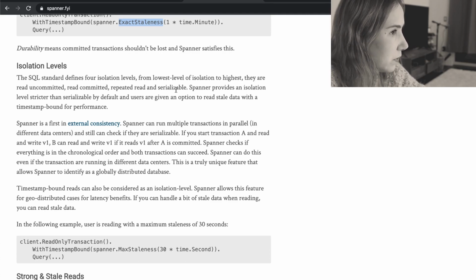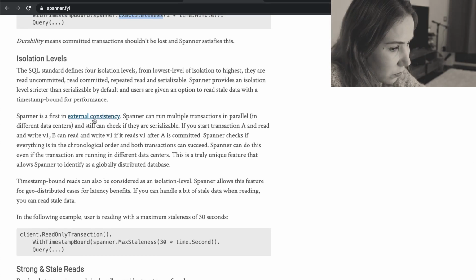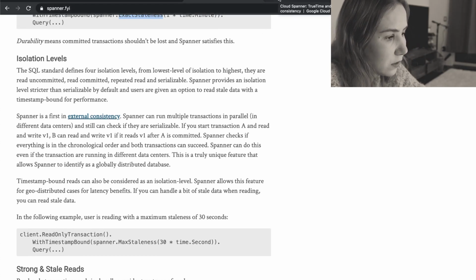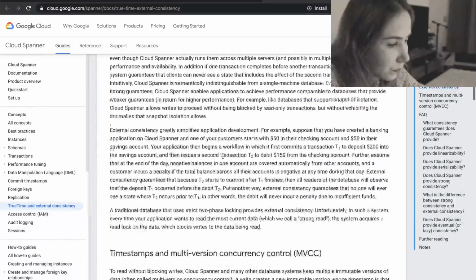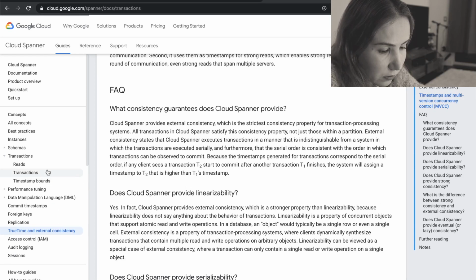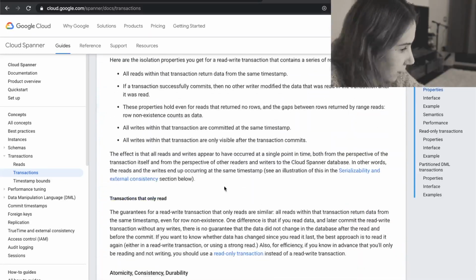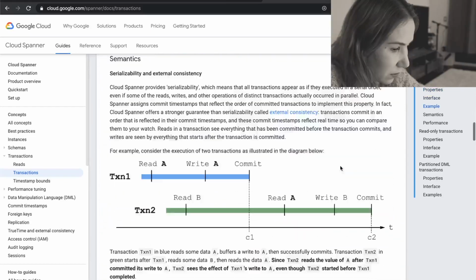If, for example, transaction A is reading something, I can actually show you an example of this, because Spanner is doing something called external consistency here, which is very unique to Spanner. Let me figure out what is the best doc for this. There's a visualization somewhere. It must be here. External.